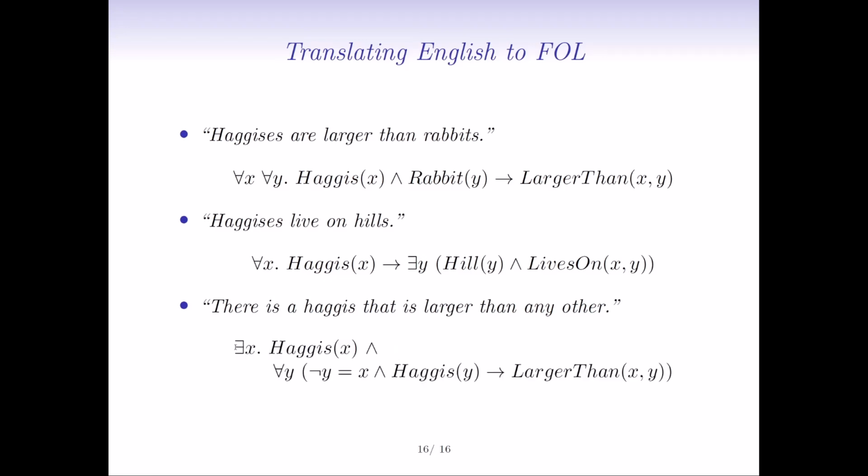So there is an x that is a haggis, and for all y, so what I want to say is all other haggises are smaller. So here I'm using my equality predicate, because obviously that biggest haggis is not bigger than itself. So the any other means all the different haggises. So for all y such that not y equals x, so for all haggises which are not x, or not equal to x, and y is a haggis, then x is larger than y.